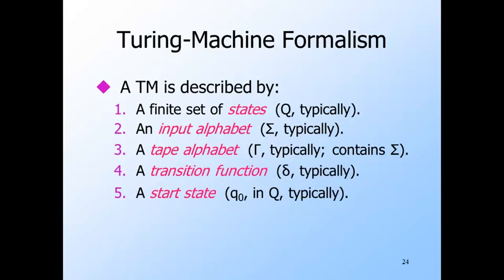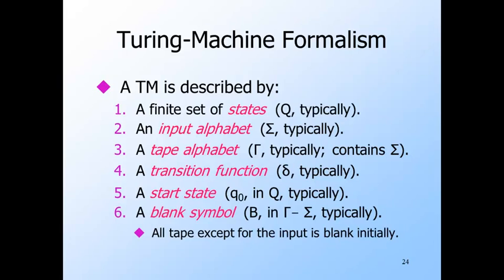Again, this is as before. There's a blank symbol, which we usually represent by capital B. This symbol is in the tape alphabet, but is never an input symbol. And there's a set of final states, F as usual. And there are several conventions about letters we shall use. They are consistent with our earlier conventions for finite and pushdown automata.